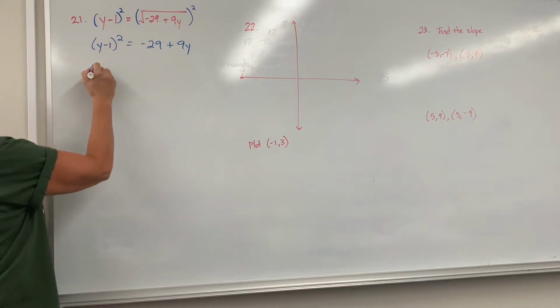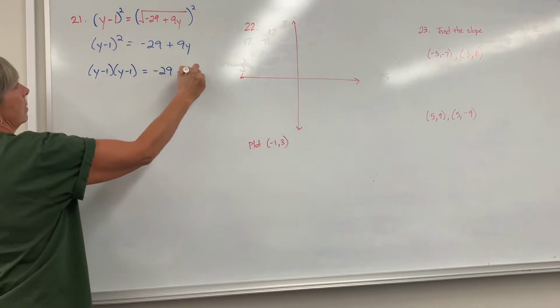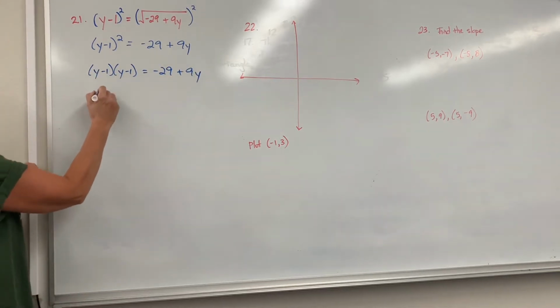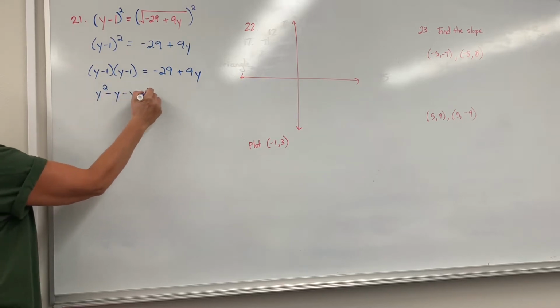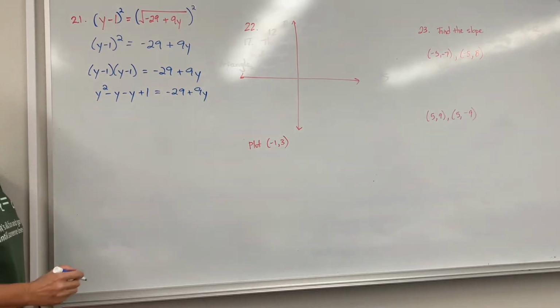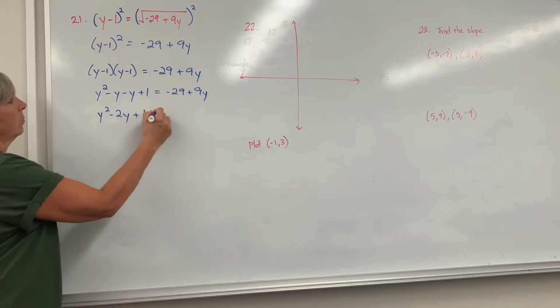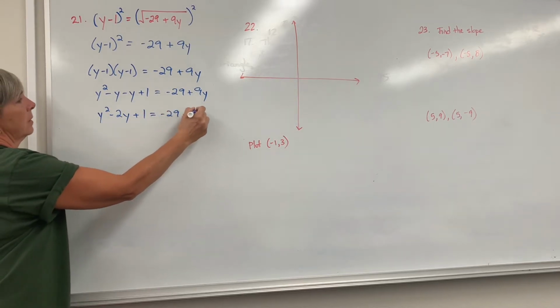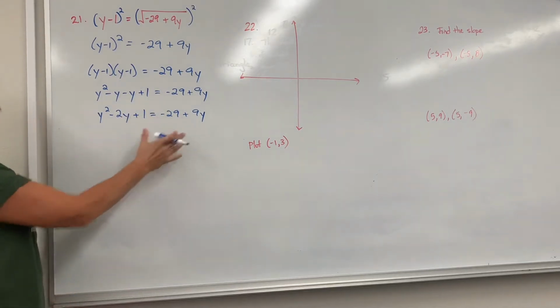To square this, I would need to write it twice and then FOIL. So y times y is y squared, y times negative 1 is minus y, plus 1 equals negative 29 plus 9y. Then I would combine like terms: y squared minus 2y plus 1 equals negative 29 plus 9y. So this equation is quadratic because my highest power is squared, and I need to have everything on one side with 0 on the other.